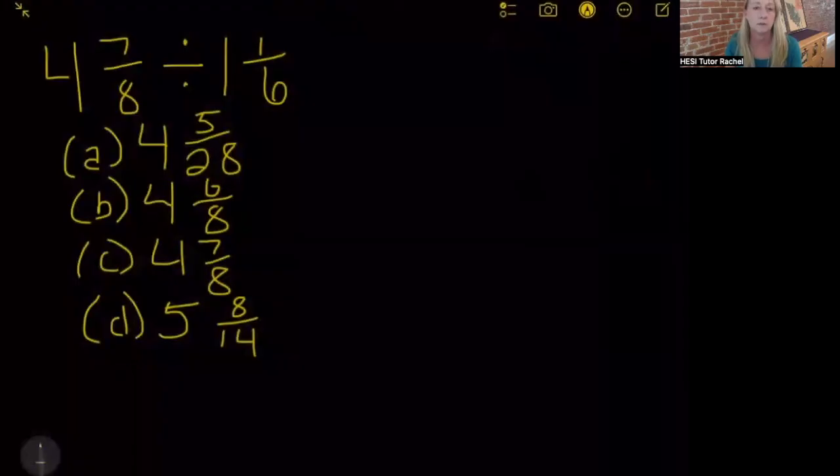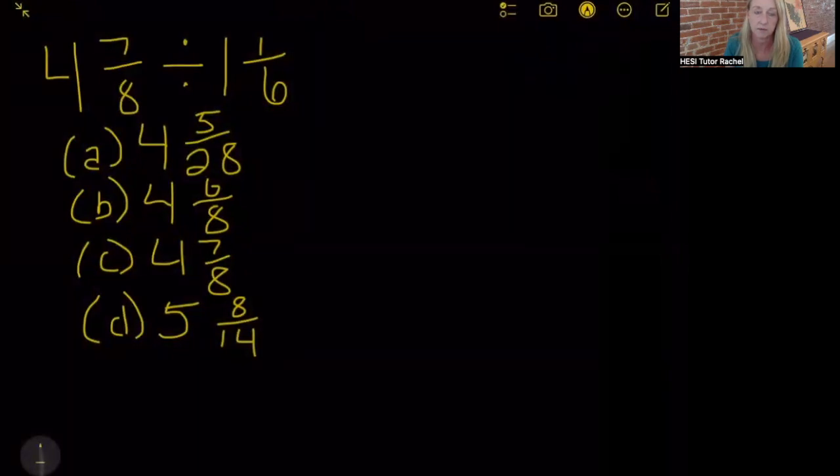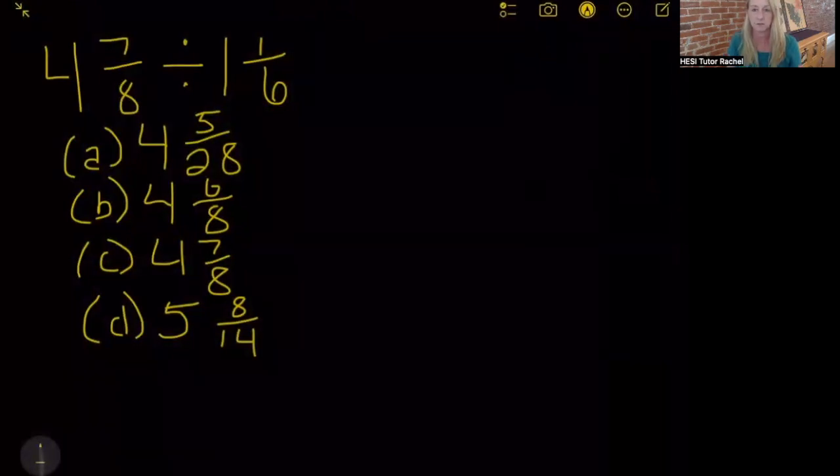Okay, so here's the division problem example: 4 7/8 divided by 1 1/6. Now, admittedly, that sounds kind of terrifying. It seems like dividing these crazy fractions like that is going to be really difficult.